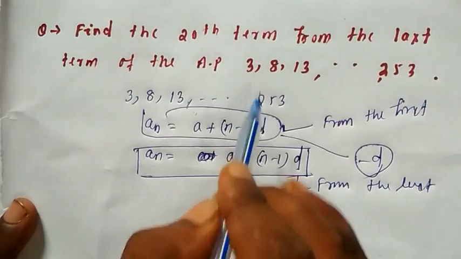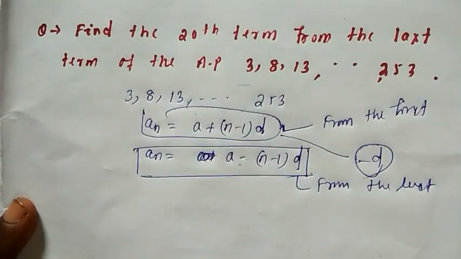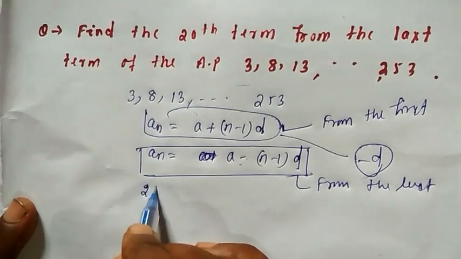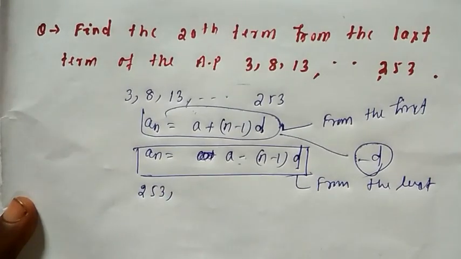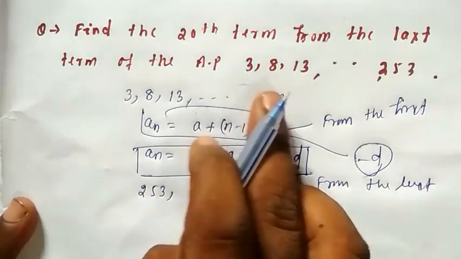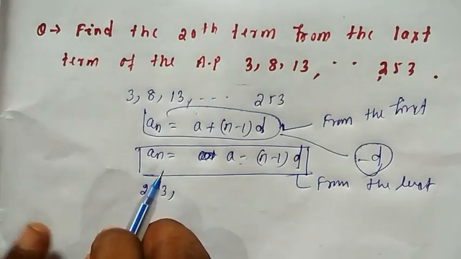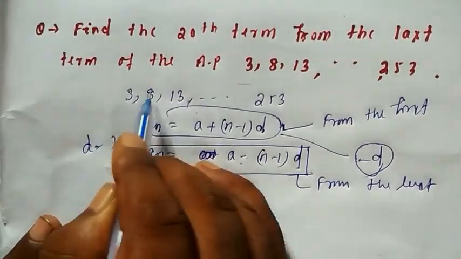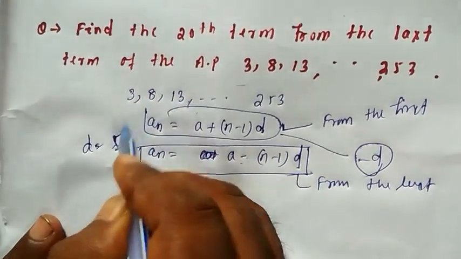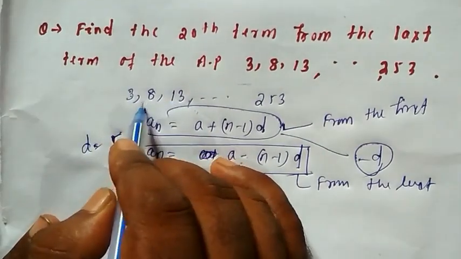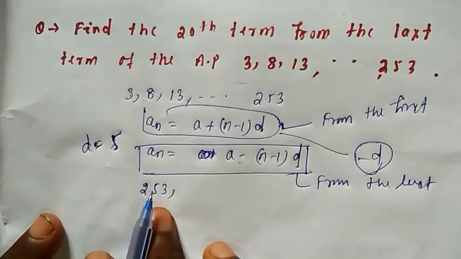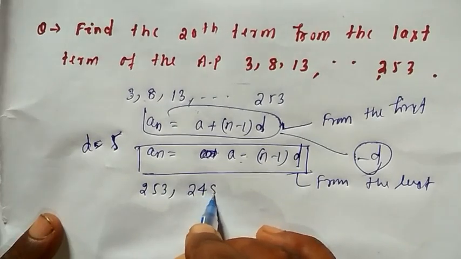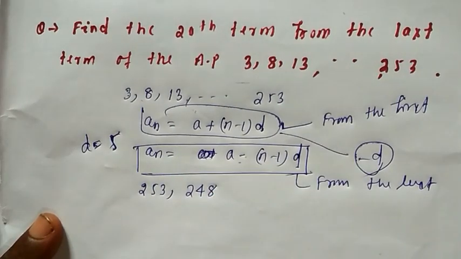Listen here how. Now we are moving from the last. So if you are moving from the last, the first term will become 253, because we are moving from the last. Then the second term will be how much? Here the common difference is 8 minus 3 is 5, and 13 minus 8 is also 5. So the common difference is 5. If we subtract 5 here, you will get 248. 248 will be the second term.